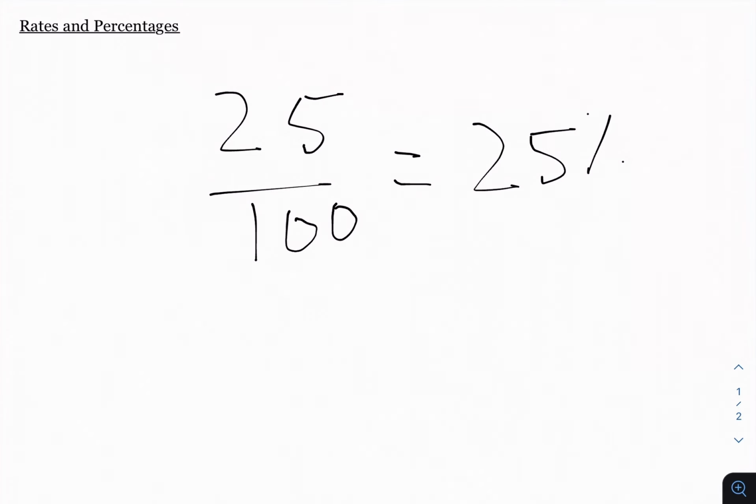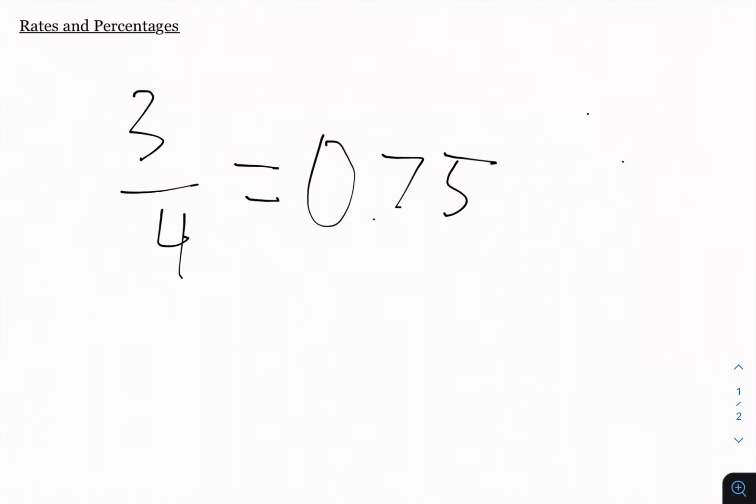So, converting between fractions and percentages. How do you convert between fractions and percentages? Well, you just have to turn a fraction into a percentage by multiplying by 100. To turn a percentage into a fraction, you have to divide by 100.